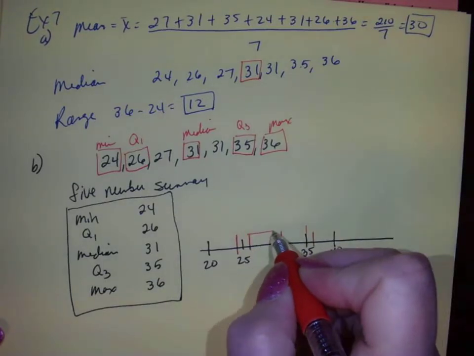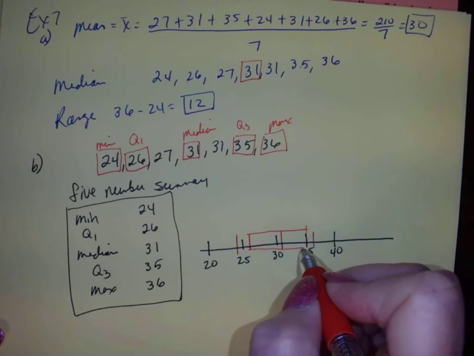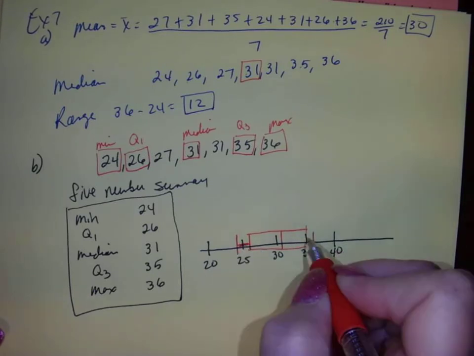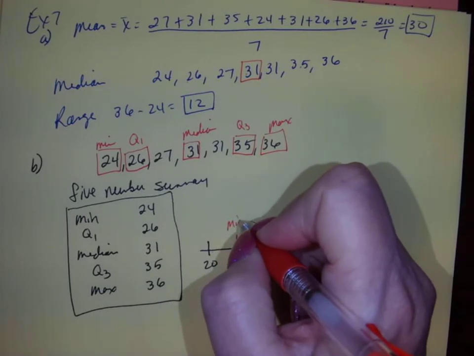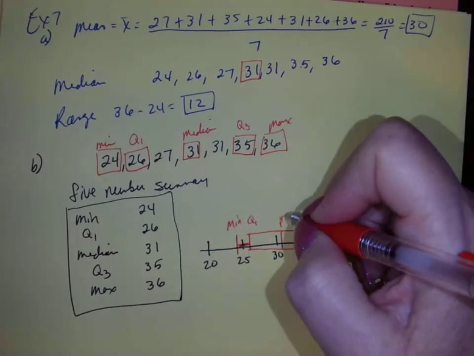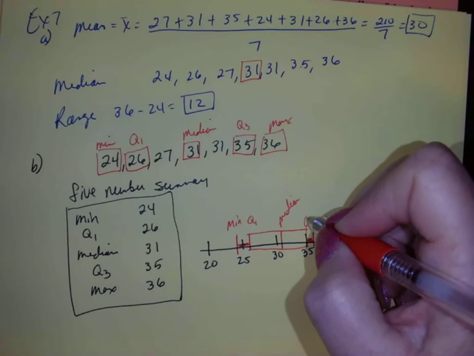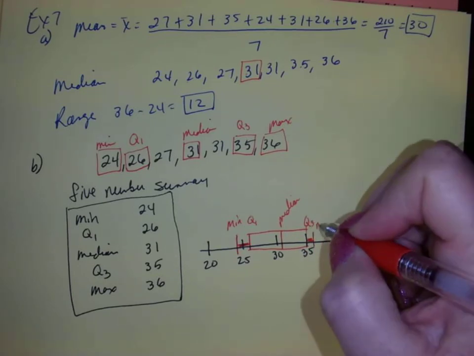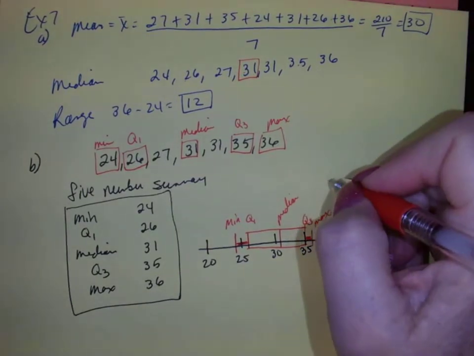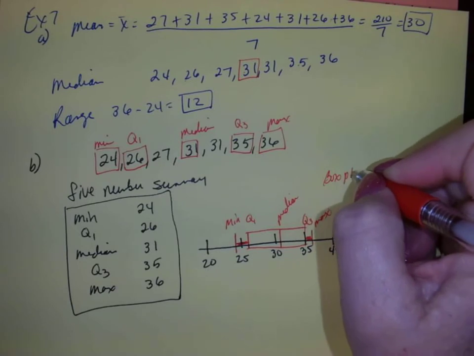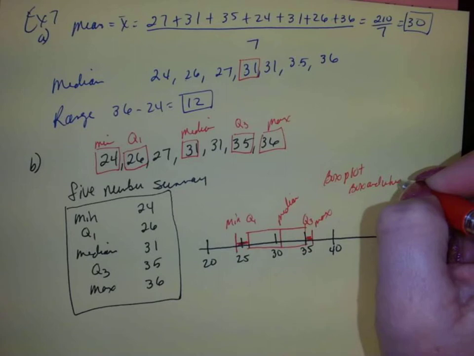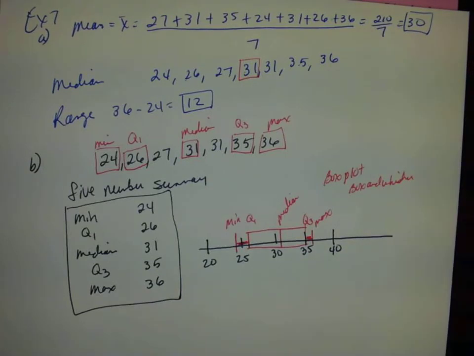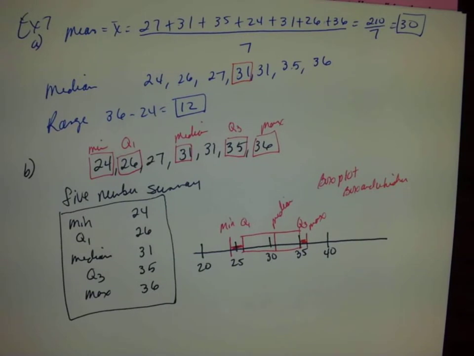Now the 3 lines in the middle create the box, and then don't forget the whiskers. And don't forget to label. So this will be our min, our quartile 1, our median, our quartile 3, and our max. This is our box plot, also known as the box and whisker. Okay? All right, so it looks like we found everything for that.